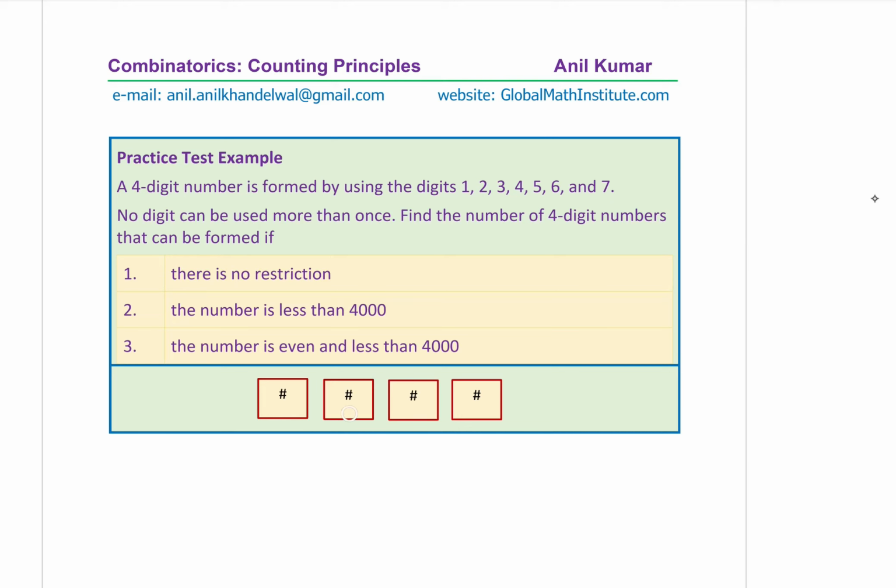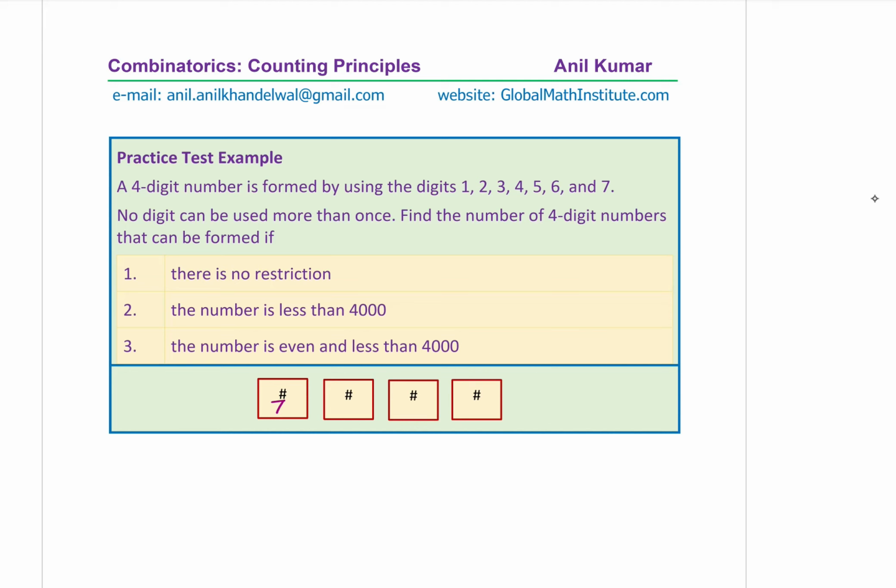So I've made 4 boxes here. Think about choosing a number in each box, correct? So that will give you a 4-digit number. So now, if you look into the first case, which is there is no restriction, we have to make a 4-digit number using these 7 numbers. In that case, in the first box, I have a choice of 7 numbers, correct? So I can choose 7 numbers for one box.